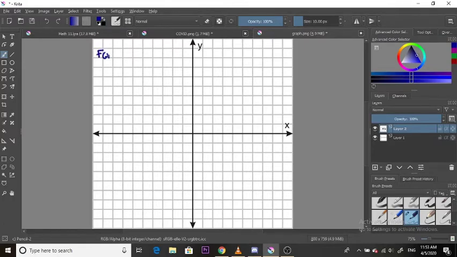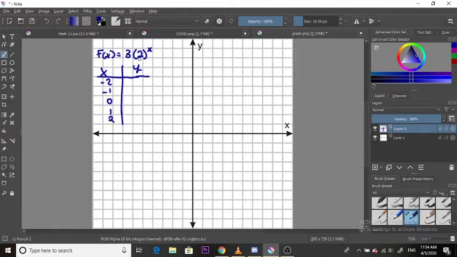So let's say I have f of x is equal to 3 times 2 to the x. Right. So first thing I want to do is make my table of values. So x and y. And I want to choose 5 points, and I tend to center them around 0. So -2, -1, 0, 1, and 2.